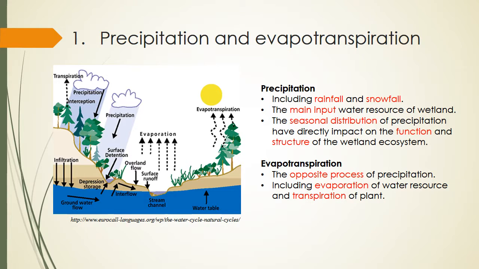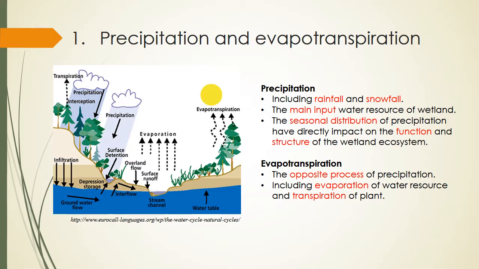Now, we will understand the water cycle of the wetland from three aspects. The first one is the wetland precipitation and the evapotranspiration. Precipitation includes rainfall and snowfall. There is no doubt that rainfall and snowfall are the main input water resource of the wetland, which can keep the balance of the wetland water cycle. Besides, the seasonal distribution of the precipitation has a direct impact on the function and structure of the wetland.